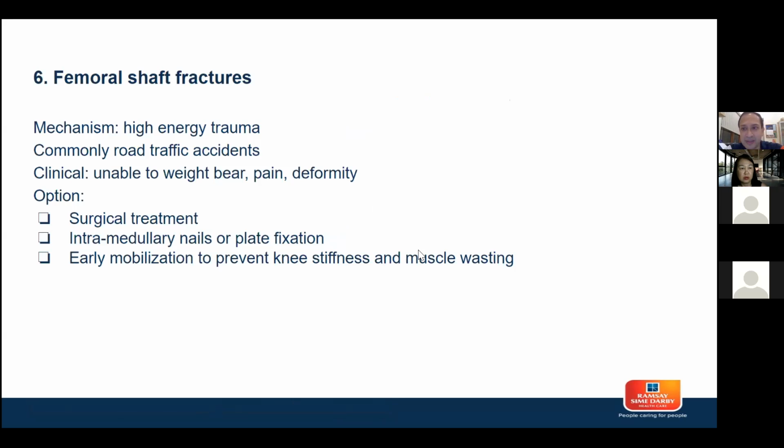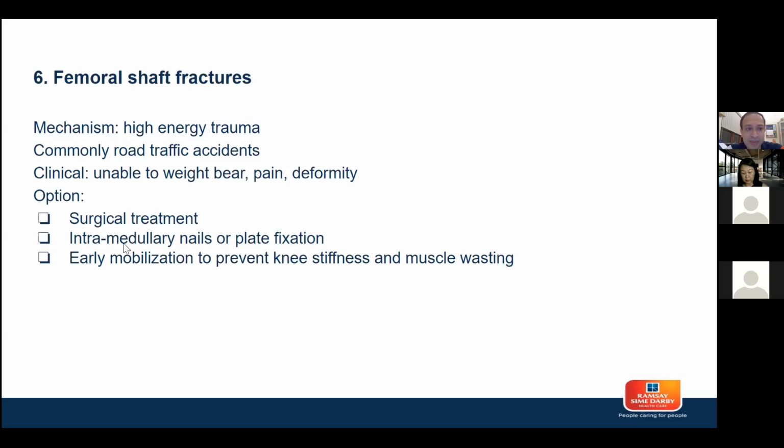Shaft fractures, femoral shaft fractures, also very common. High energy trauma, a lot of motorbike accidents have femur fractures. Unable to weight bear, pain and deformity. I think clinically it's quite obvious that they have a femur fracture. If you miss it, it's ridiculous. Surgical treatment most of the time. In adults, it's very hard to put a cast for a femur fracture. It's almost impossible.